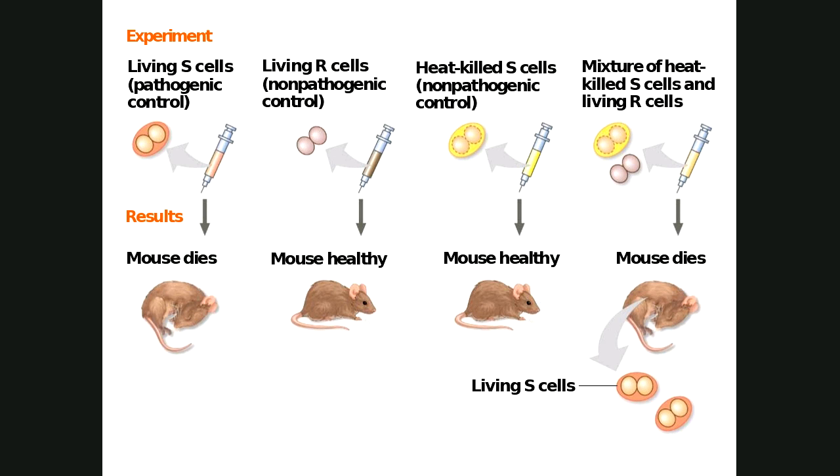What had happened, of course, is the information in the dead S, as I said the other day in class: just because you're dead doesn't mean your DNA has disappeared. So that information is still there. The heat-killed S cells are out of the equation as far as killing the mouse, but the living R cells can engage in something that we now know bacteria do. It's called bacterial transformation. It's one of the ways that bacteria increase their genetic diversity.